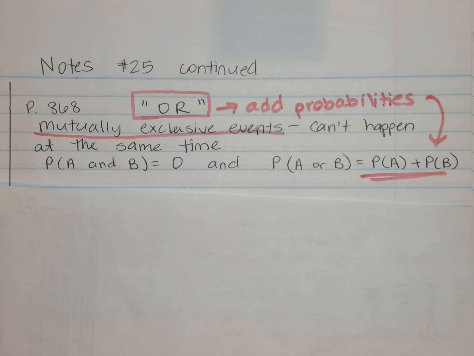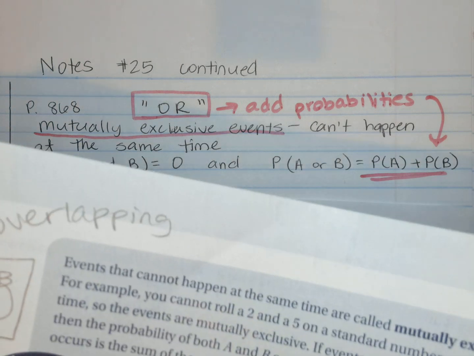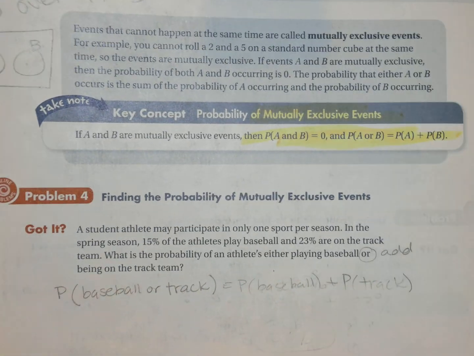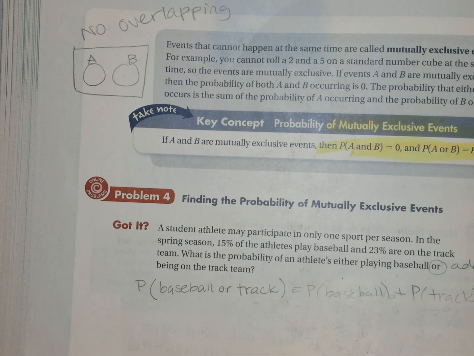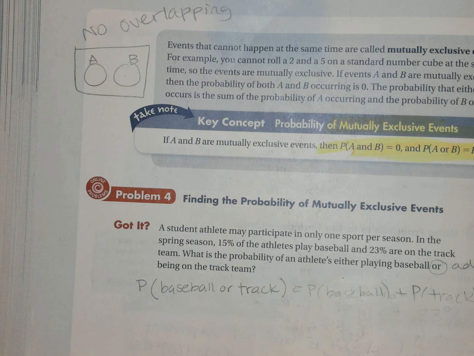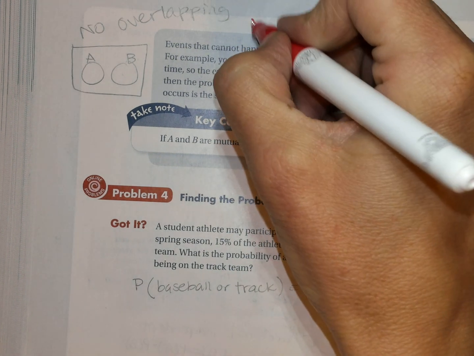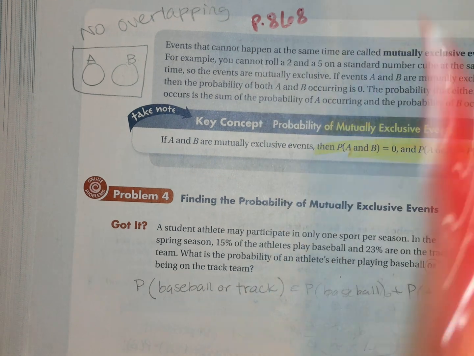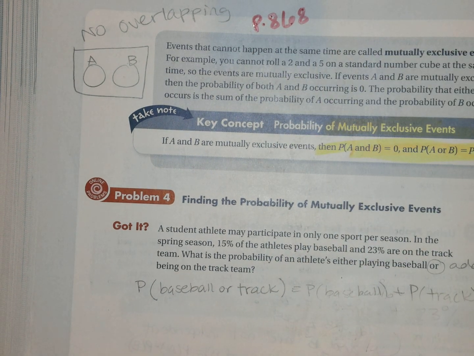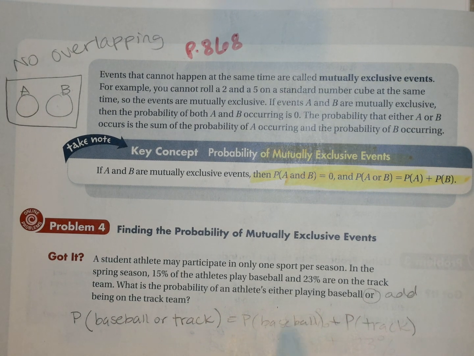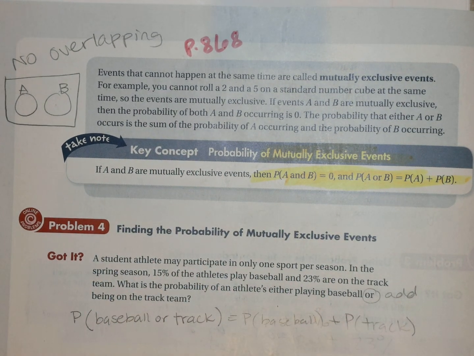Okay, so now we'll do some examples in the book. I already wrote in it a little bit, so don't mind my writing. So here's a little bit of notes that you can read through. This is page 868, like I said. It says events that cannot happen at the same time are called mutually exclusive events. Feel free to read it on your own as well.